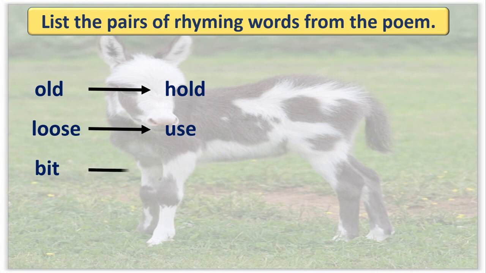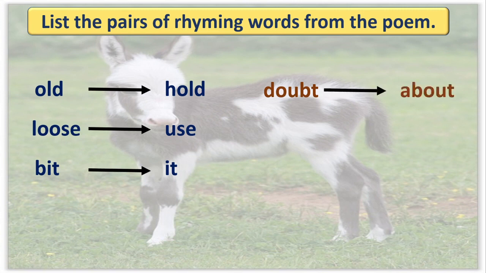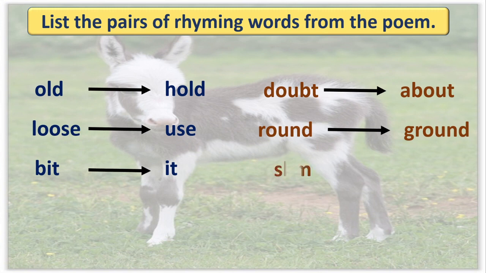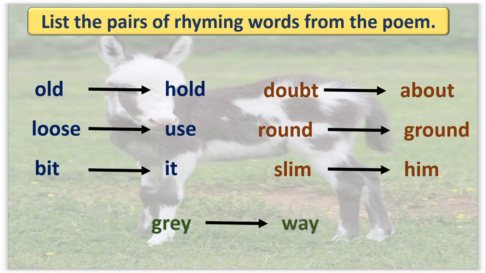Next, bit, it. Correct? Next one is doubt, about, round, ground, slim, him, and the last one is grey, way. Got this? These rhyming words are there in that poem, isn't it?